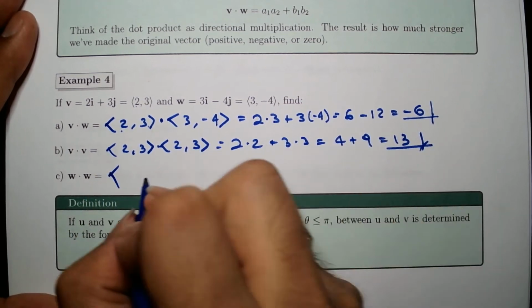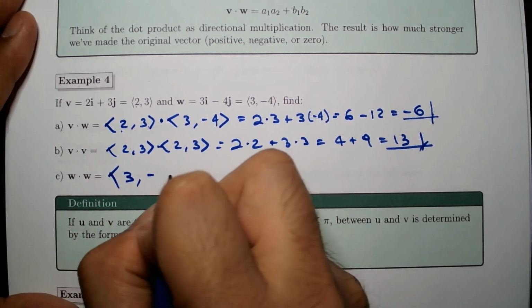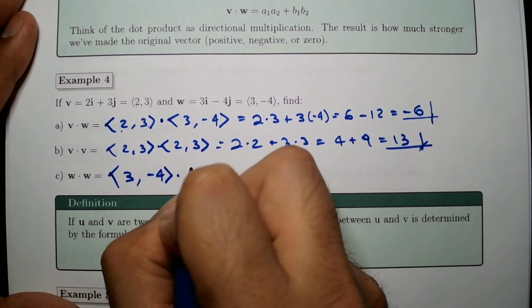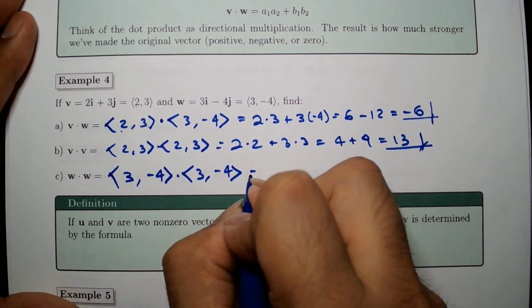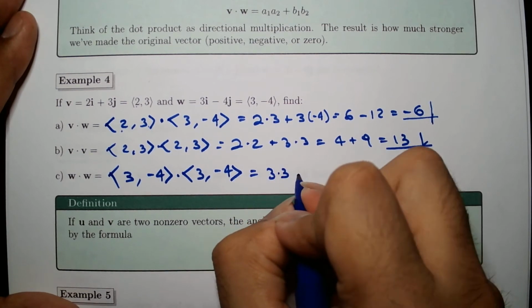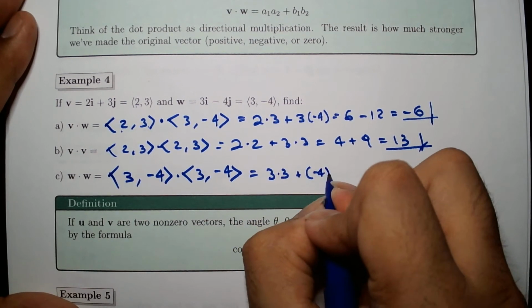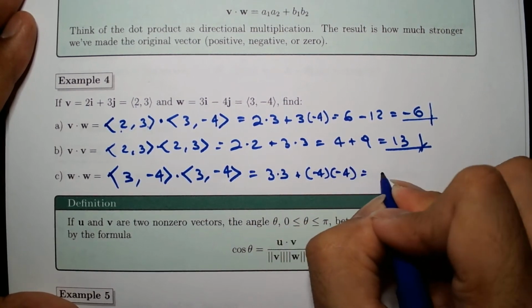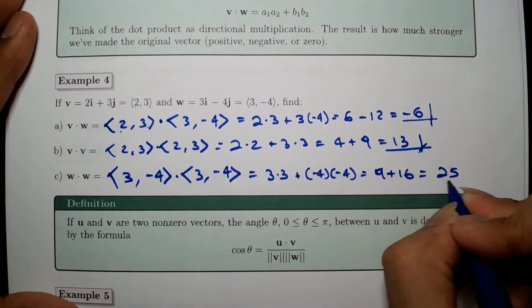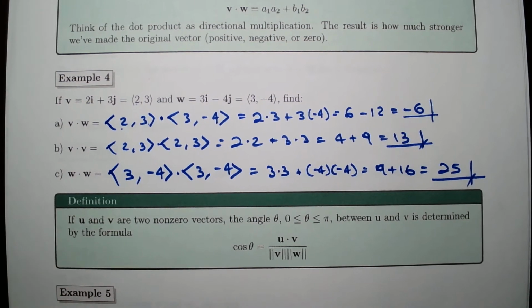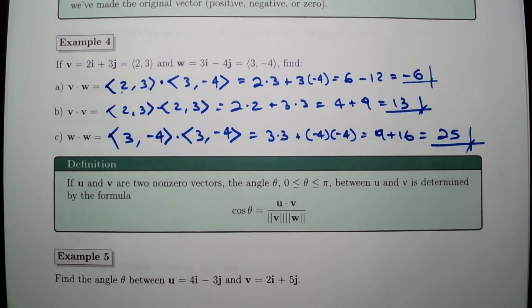Let's do the other one. 3, negative 4 with 3, negative 4. So that's 3 times 3 plus negative 4 times negative 4. So that's 9 plus 16 equals 25. Okay. So we can use the dot product.